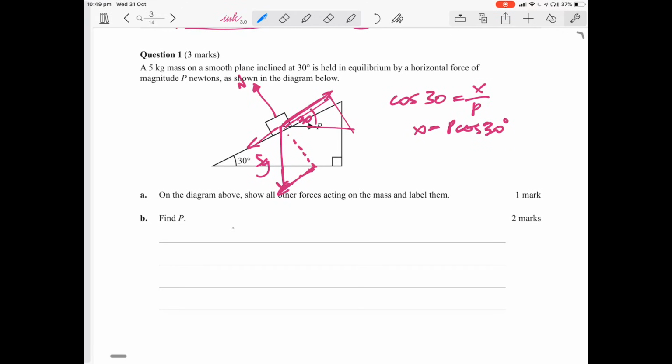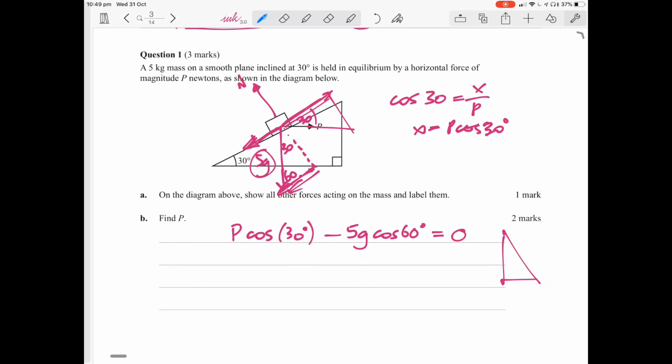So we can say P cos 30 minus a component going down the plane. That's 30 degrees, which means that's 60. And if we know that's 5G, we can say 5G cos of 60. That's going to give us this component going downwards. And together, they equal mass times acceleration. Because it's in equilibrium, it equals 0. It has 0 acceleration.